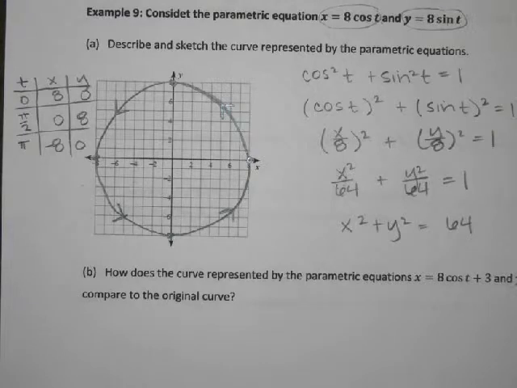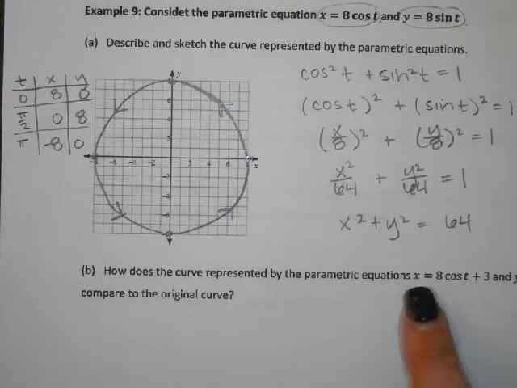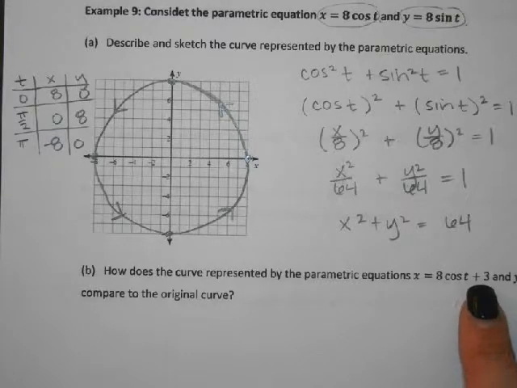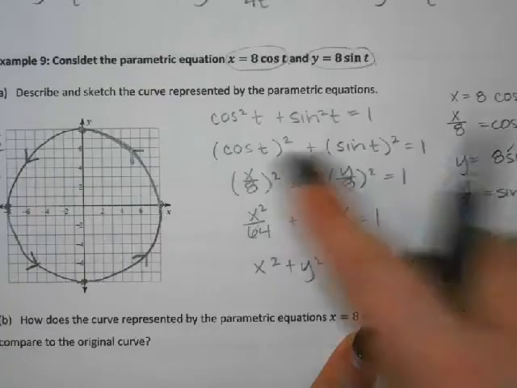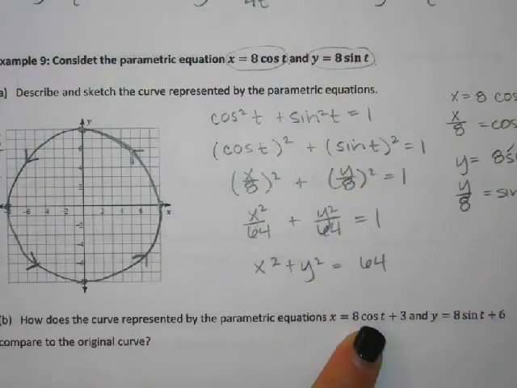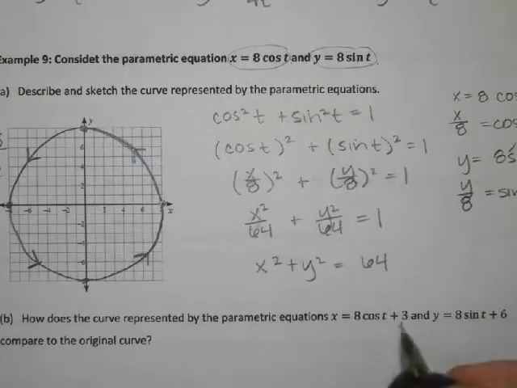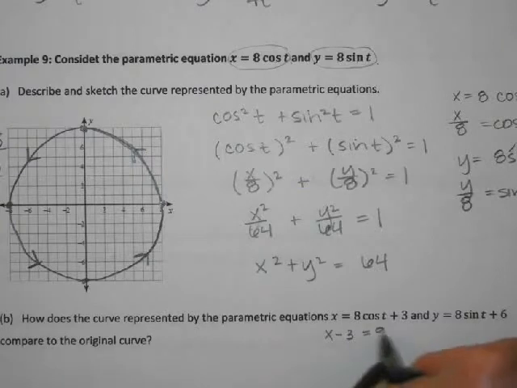All right. So part B says, how does the curve represented by these parametric equations, so x equals 8 cos t plus 3, y equals 8 sine t plus 6, how does that compare to the original curve? All we're going to do is convert it into rectangular, and we're going to see what the differences are, okay? So just like before, we're going to look for cos t squared plus sine t squared equals 1, and we're going to make our substitutions. So for this one, I'm going to say x minus 3 equals 8 cos t.